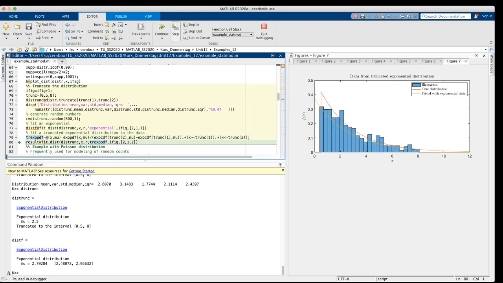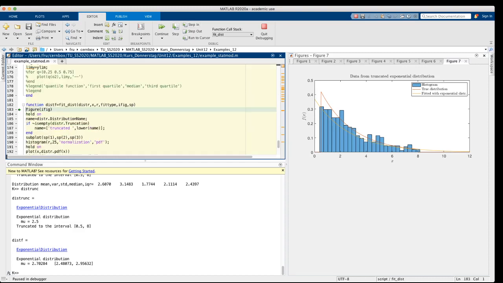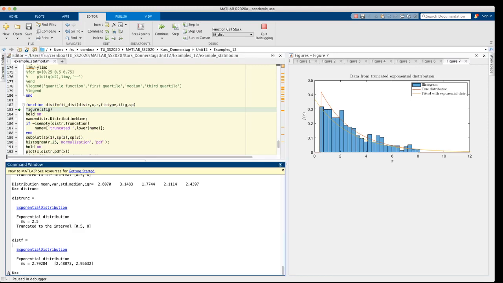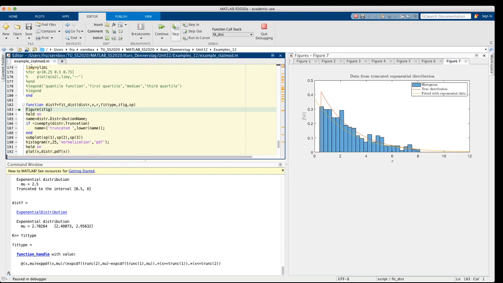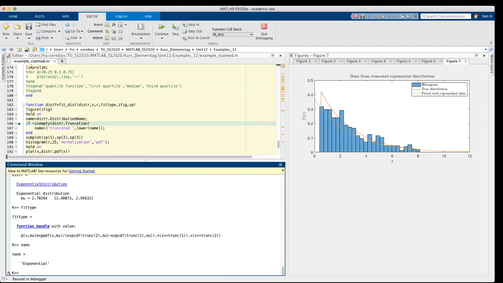Now let me show how we do the fit in this case. This is done now in a different way as before. So we have to step into the function fit underscore dist. Now fit type is no longer a name in the list of predefined distributions. It's now a function handle. So we have to deal in a different way with this fit type. So we get the name, it's exponential.